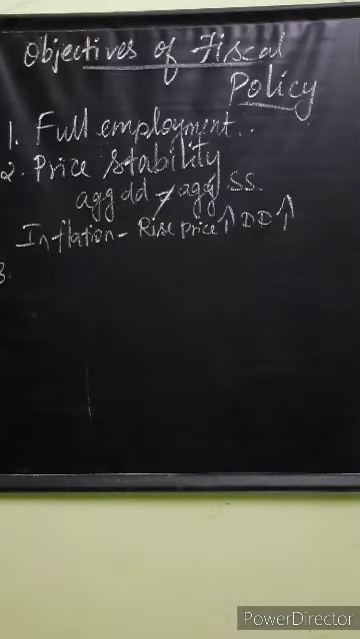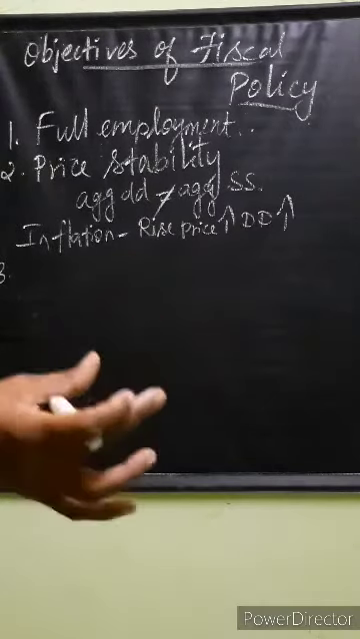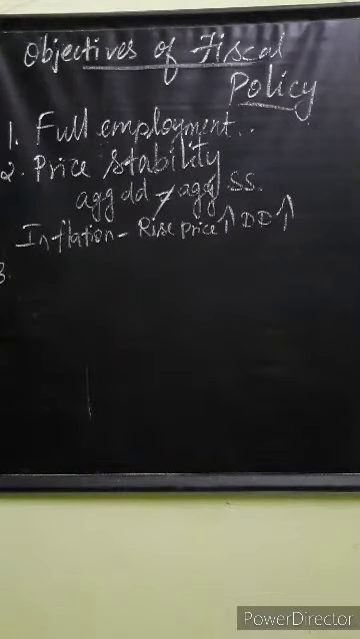To achieve price stability, they have to control inflation, and as per the economic situation, either inflation or deflation, boom period or depression period, based on the phases of the trade cycle, the government has to impose taxes. And the third one is economic growth.